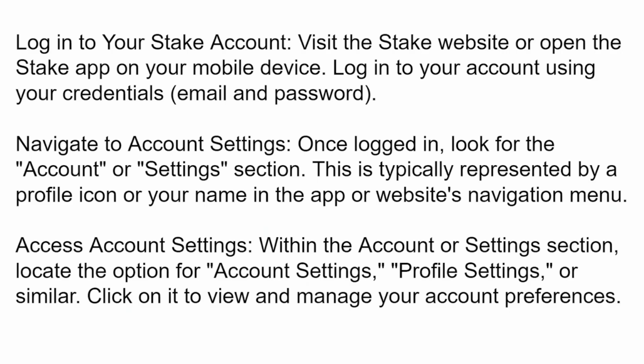Log in to your account using your credentials. Once logged in, look for the account or settings section. This is typically represented by a profile icon or your name in the app or website's navigation menu. Within the account or settings section, locate the option for account settings, profile settings, or similar. Click on it to view and manage your account preferences.